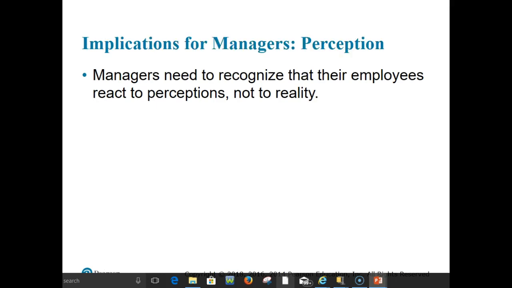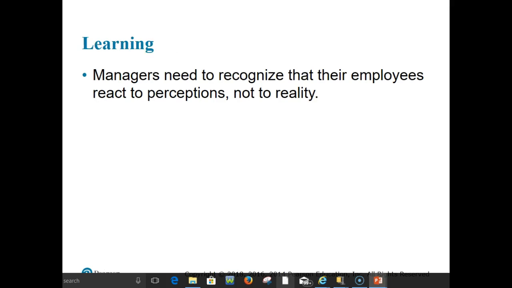Going back here for implications for managers. Now move on to learning. So managers need to recognize that their employees react to perceptions, not to reality.